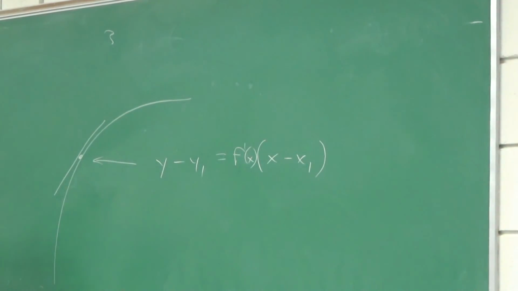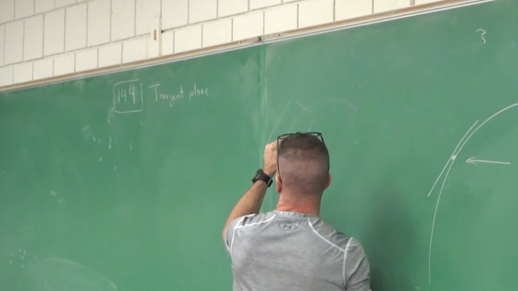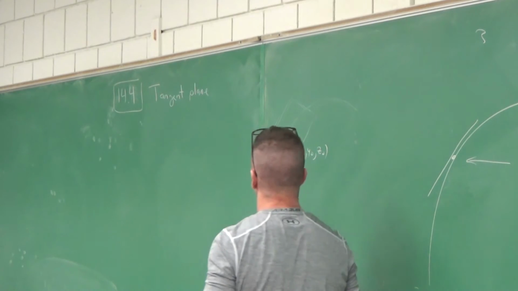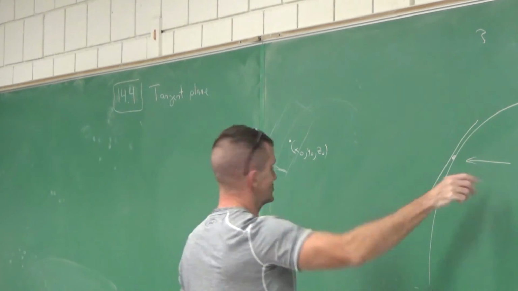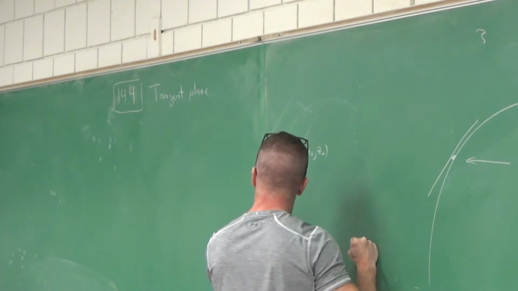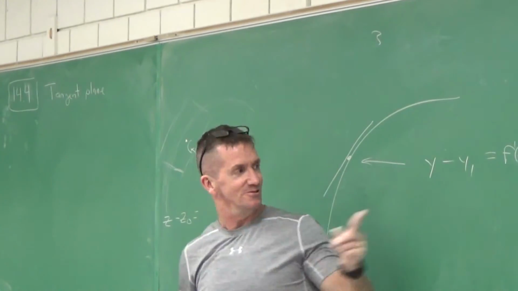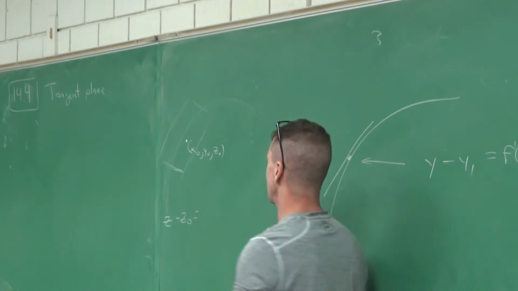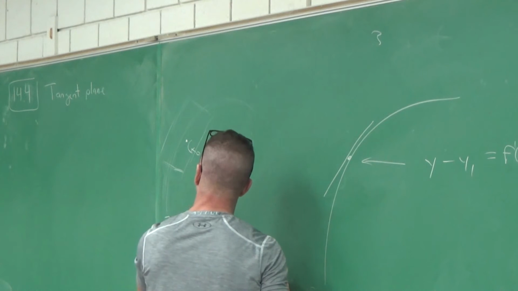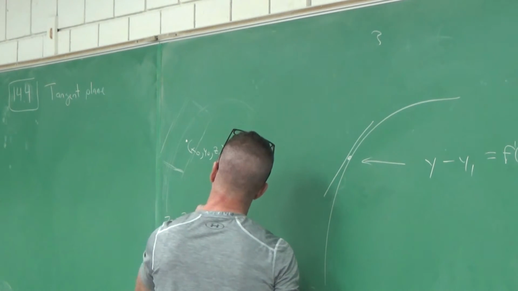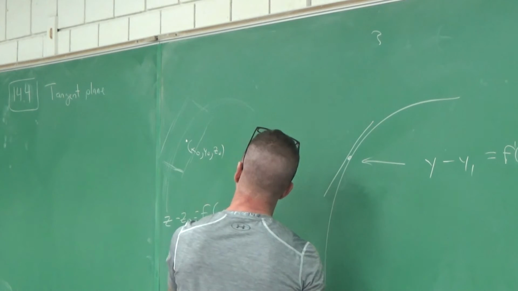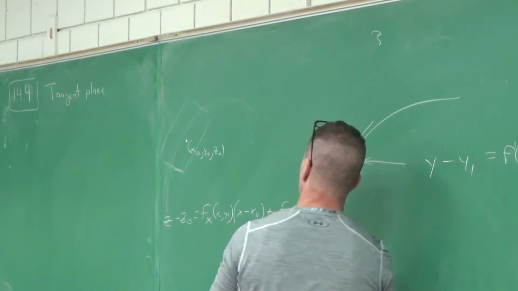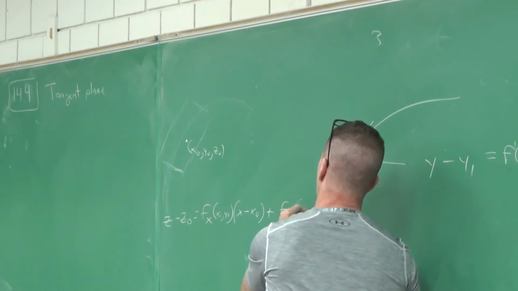The equation of a tangent plane is, at some point, let's use the point x naught, y naught, z naught. That'll be our point. And the equation of a tangent plane will look just like this: z minus z naught equals, okay, I need this, but I need one for the x's and the y's now. Use partial derivatives. Fx at the point times x minus x naught, plus fy at the point, the partial derivative with respect to y, times y minus y naught.